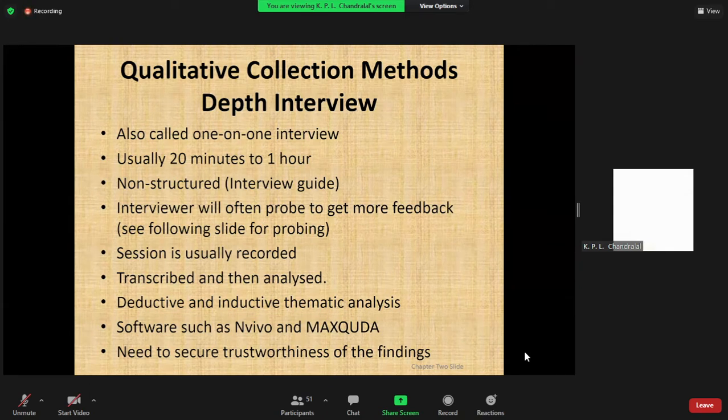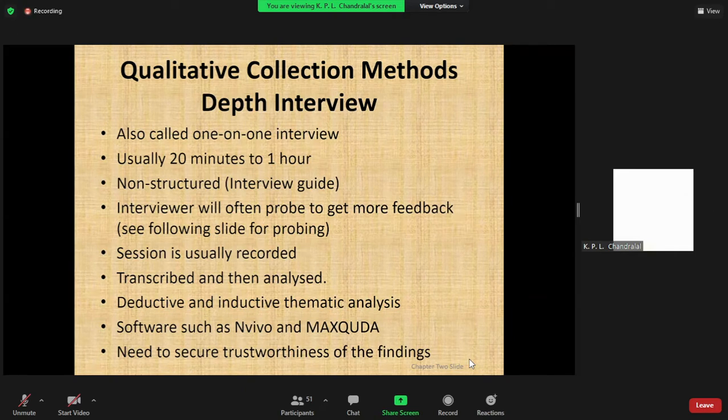And deductive and inductive thematic analysis is usually used. Actually, sometimes we use content analysis. Content analysis means you count the number of words that emerged during the interview, the frequencies of some words. That's content analysis. More often, qualitative researchers use thematic analysis.